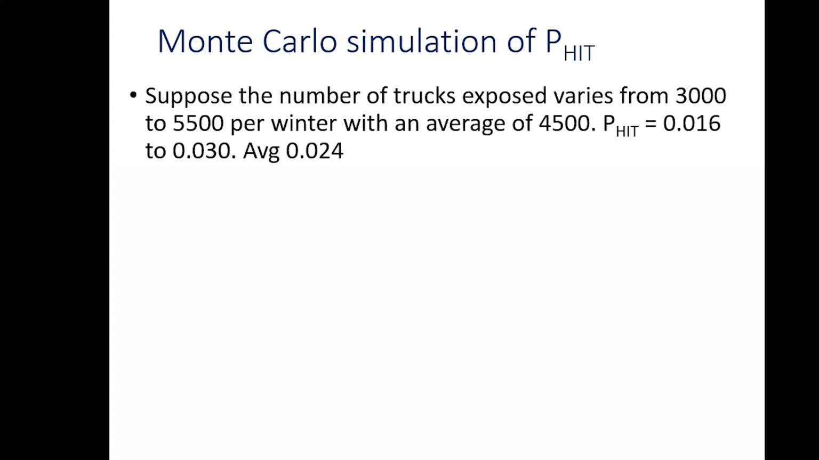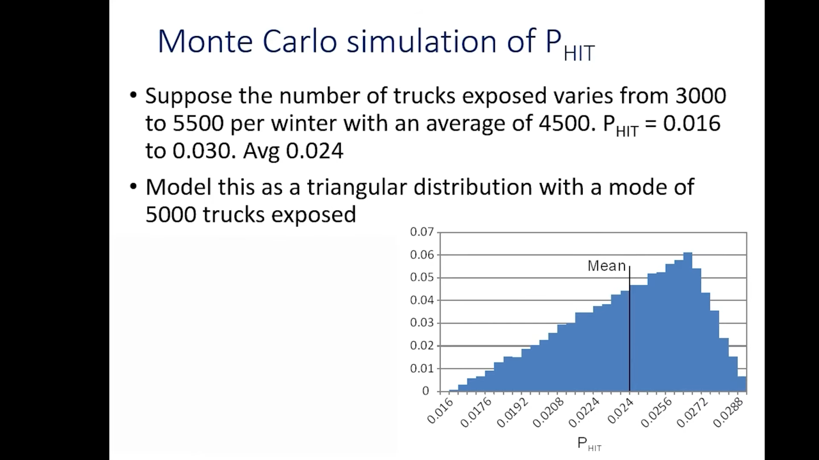First, we're going to do a Monte Carlo simulation of the uncertainty in the probability of a hit. Suppose the number of trucks exposed varies from 3,000 to 5,500 per winter with an average of 4,500. The probability of hit now ranges from 0.016 to 0.030 with an average of 0.024. We can model this as a triangular distribution with a mode, that is a most likely or peak value, of 5,000 trucks exposed.